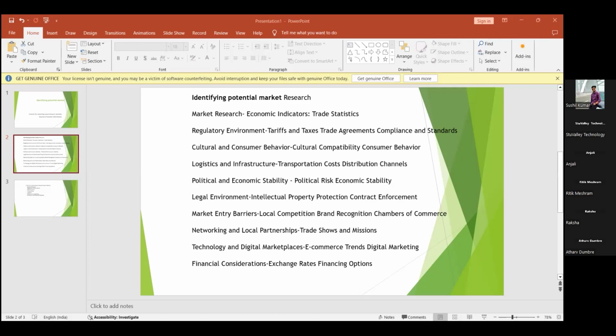Next comes the regulatory environment. In this, you can find tariffs and taxes. A tariff is nothing but a small amount, like taxes. Before purchasing any product, we pay GST for that. So that is called a tax or tariff. In this way, for import and export, we have certain tariffs and taxes to be paid when we are importing and exporting products.